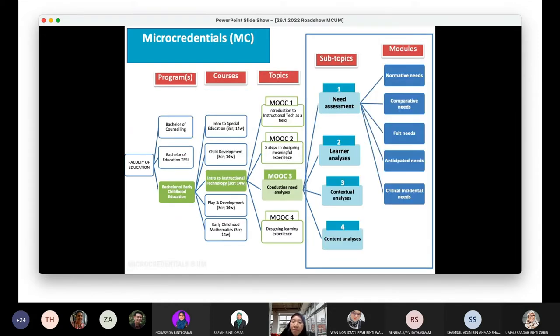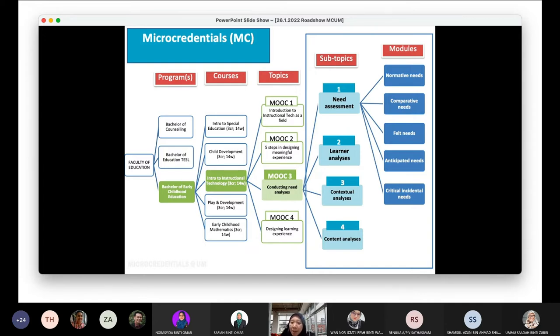Under the subtopics, you can divide it again. We call it a module. You make it smaller, and the smallest unit in instruction is called a module. Let's say topic number one, subtopic number one in assessment, you want to introduce the five types of needs. So that's how it works. That's why the name is micro. Micro means the smallest unit of instruction. If you want to plan your microcredential, this is how you can start.